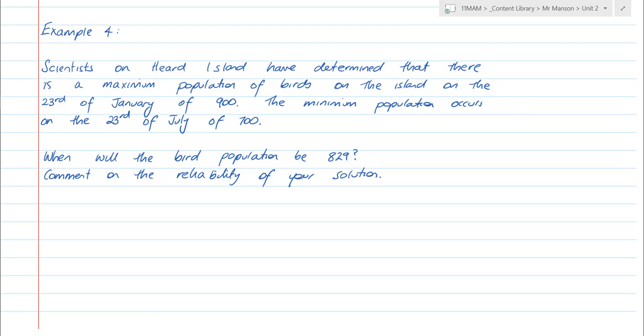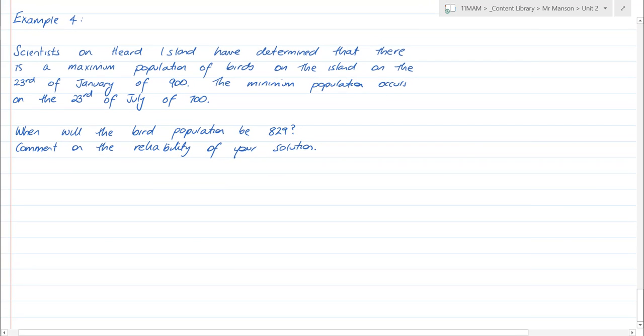Scientists on Heard Island have determined that there is a maximum population of birds on the island on the 23rd of January of 900, and the minimum population occurs on the 23rd of July of 700. When will the bird population be 829? So we have to make some assumptions here straight up, which we'll build in.